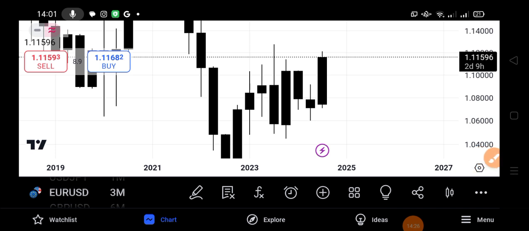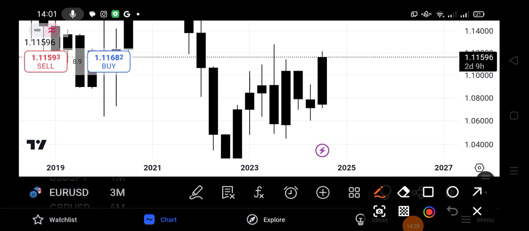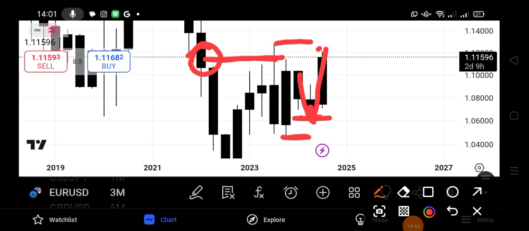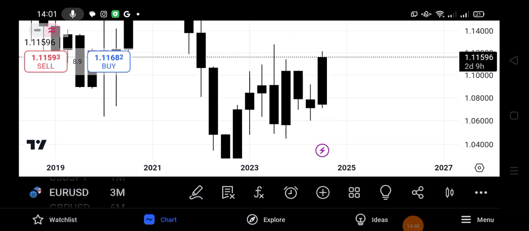Another thing before I move on: obviously this fair value gap here was mitigated, and then price failed to take these candles out. Instead, it rebalanced here on this area and now is trying to take liquidity. Okay, I hope you guys understand.